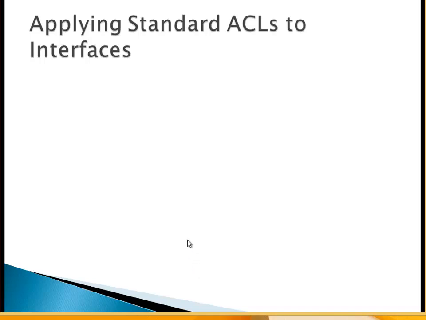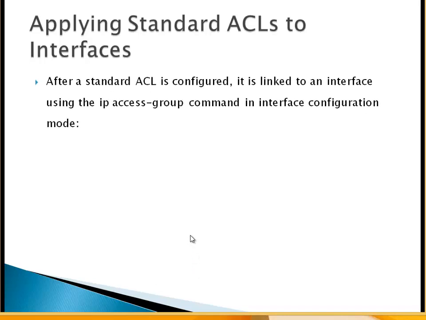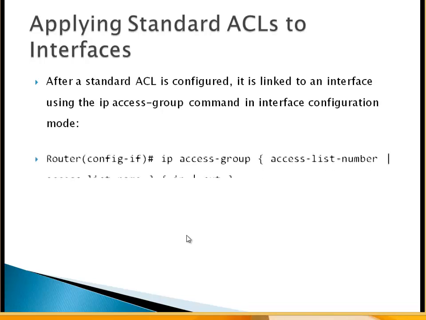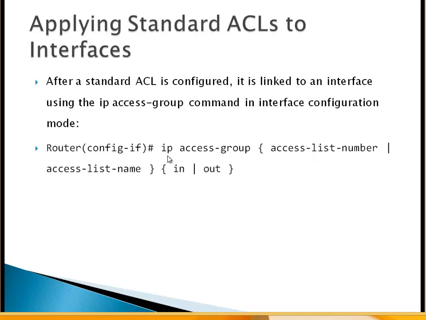Applying standard ACLs to the interface. After a standard access list is configured, it's not doing anything. It's a global configuration command and doesn't have any effect. So you have to link it to the interface by using the command ip access-group. You go to the interface, ip access-group, then the access list number or the name, and then in or out. For example, in interface configuration mode, ip access-group 1 in for incoming.